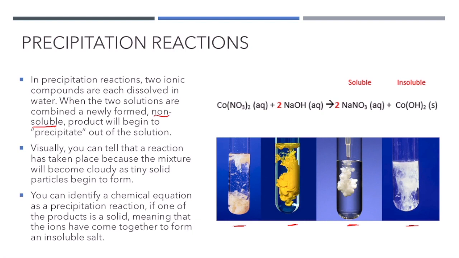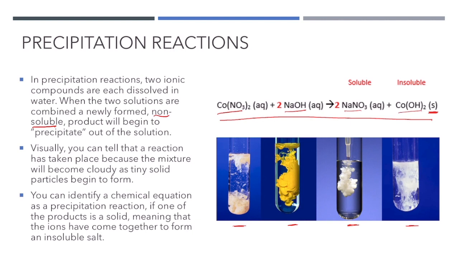But if you don't know what it would look like, if you can't see the actual reaction and all you have is the equation, then you can identify this as a double replacement precipitation reaction by using the state of matter to determine whether a new product was formed or not. All right, so we can first look at this and say this is definitely a double replacement. We've got two compounds here and two new compounds here.